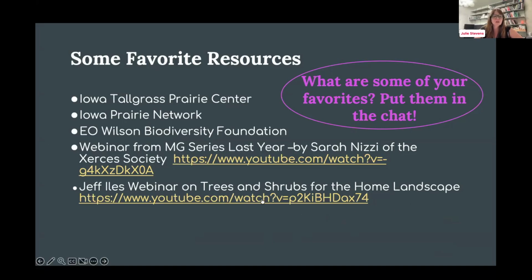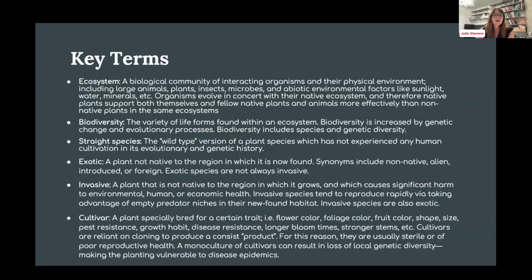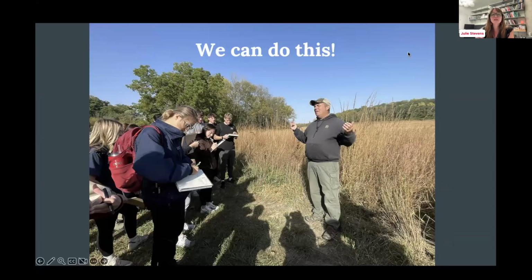Oh yeah, I did put Sarah's talk in here. Of course, our buddy Jeff Isles, who I'm sure you all know and love, like I do, talked about trees and shrubs last year. Those are probably mostly cultivars, and that's great too. So I just wanted to make sure you had a plethora of resources. And we can do this. So this is my friend Bill Johnson up at the Prairie Resource Center talking to students about some of the prairie reconstruction projects. So whether you make little changes in your yard or you do big changes and rip out a bunch of lawn, I think every step that you take is important. And I've got a lot of key terms on here too, but I'd be happy to take questions.